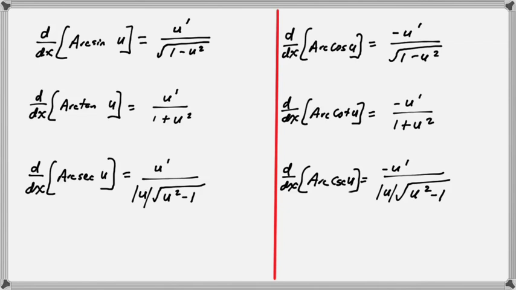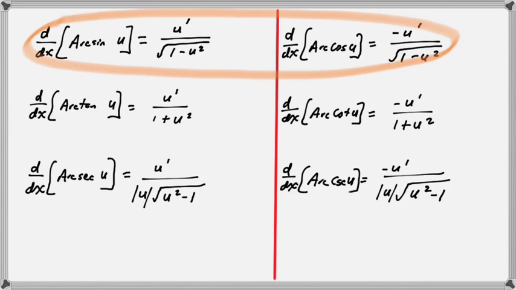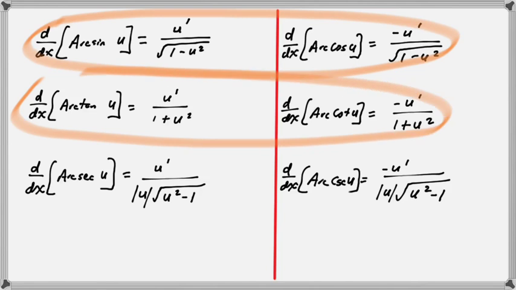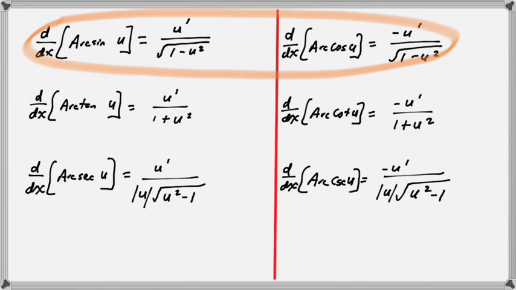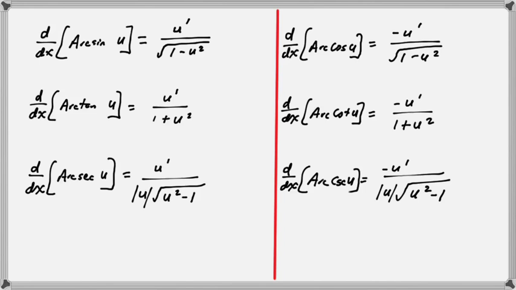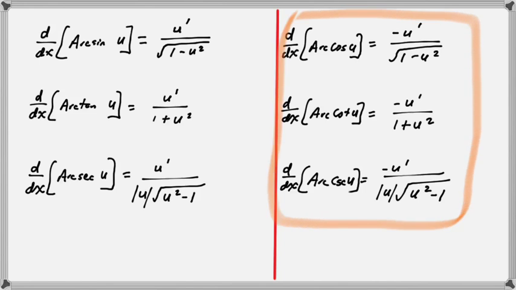But please notice the only difference between the arcsine derivative and arccosine is a negative. The only difference between arctangent and arccotangent's derivative is a negative. The only difference between arcsecant and arccosecant's derivative is a negative. You've heard me say it before, I'll say it again: the derivatives of all cofunctions are negative. The derivatives of cosine, cotangent, and cosecant, and arccosine, arccotangent, and arccosecant are all negatives.